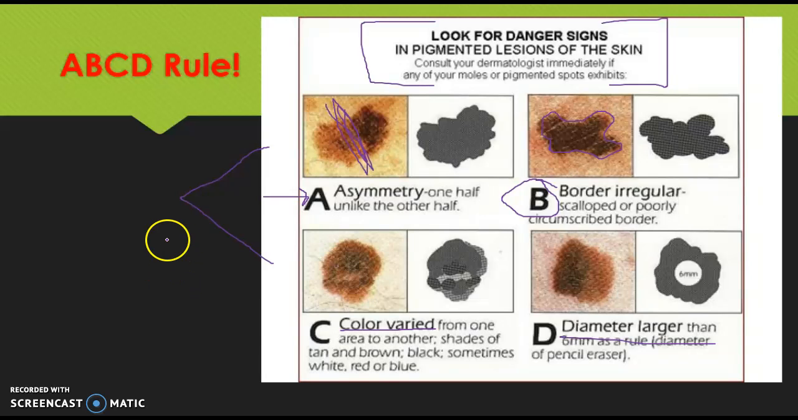So what you need to really look for is change. If you have a mole and all of a sudden it changes and you have different asymmetry, or the shape changes, or it gets much larger, or it starts to vary a lot in color, that's when you really need to go get it checked out.